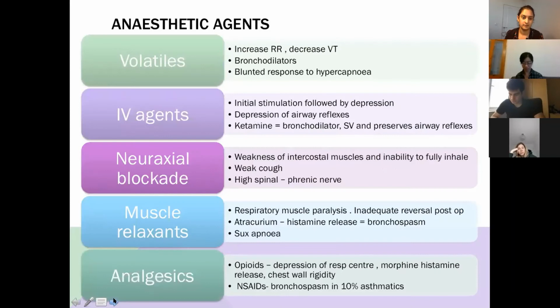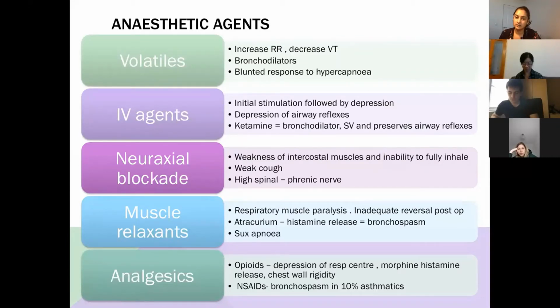So I'm going to go on to anaesthetic agents now. I'm going to start with volatiles. They increase the respiratory rate and decrease the tidal volume. They can act as bronchodilators, and they blunt the response to hypocapnia.